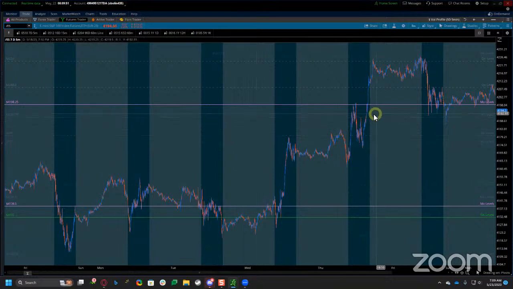So for the futures, the easiest way to mark that data is to turn the Globex data off and then go in by hand and mark your levels.